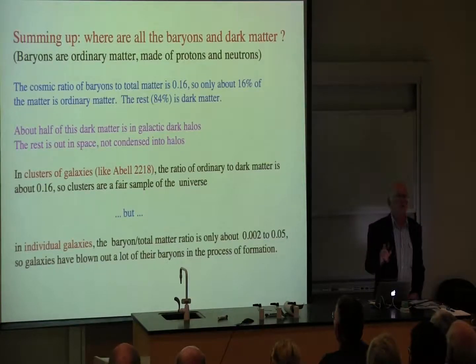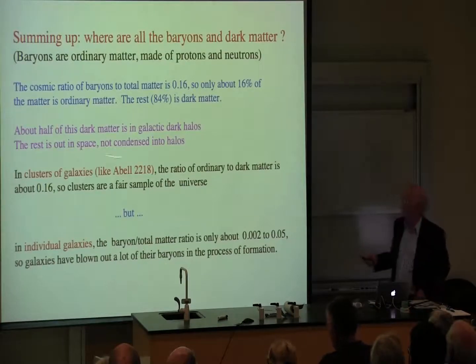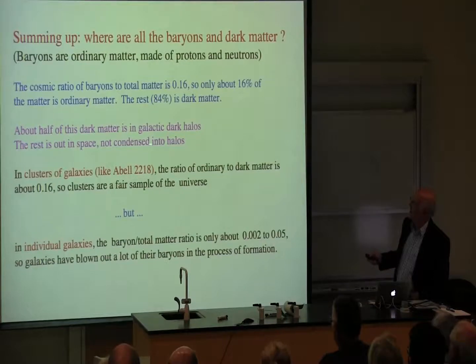Now, I'm not talking here at all about dark energy. That's a whole extra thing. I'm just talking about stuff we call matter. About half of this dark matter lies in galactic dark halos. The other half is just in space, not condensed in the halos.